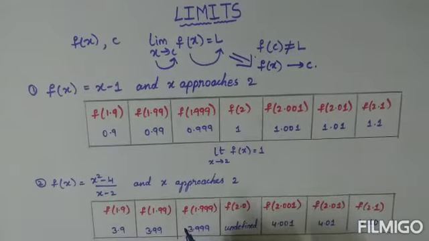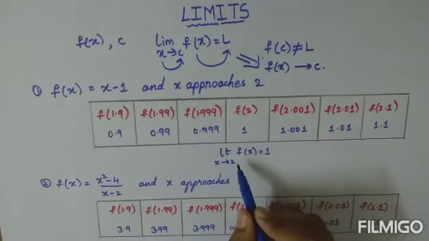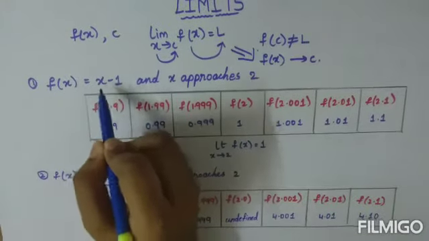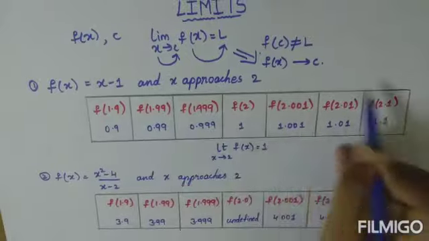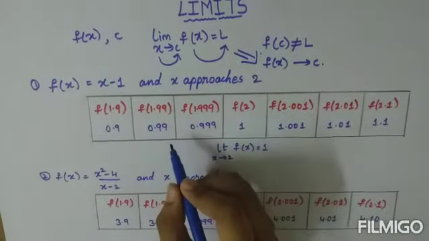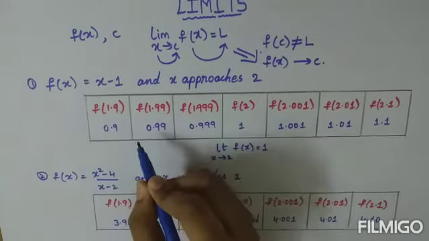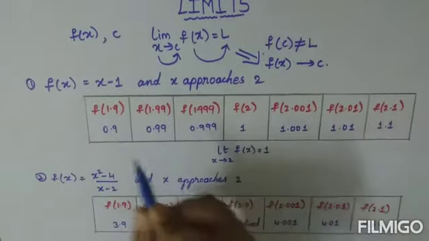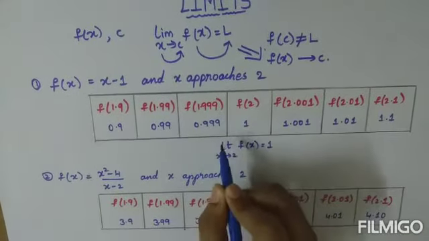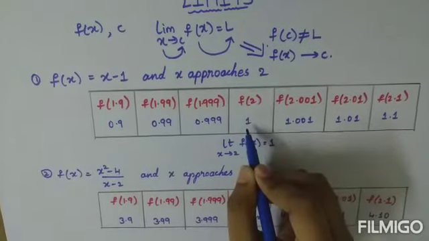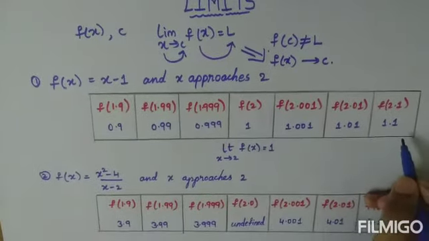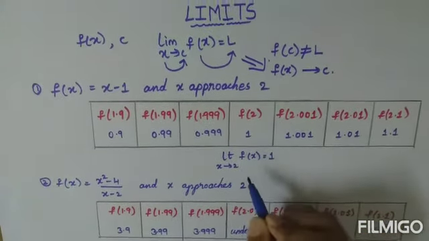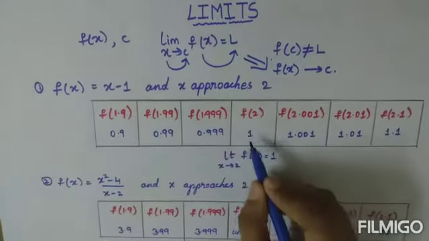Now, let us see the limit of the function f of x as x tends to 2. Given f of x is x minus 1. So here from our values of calculation we observe that as we are moving closer to 2, that is, as x tends to 2 from left hand side, f of x moves closer to 1, and also the same way as we are moving closer to 2 from the right hand side, we observe that the same f of x approaches 1.